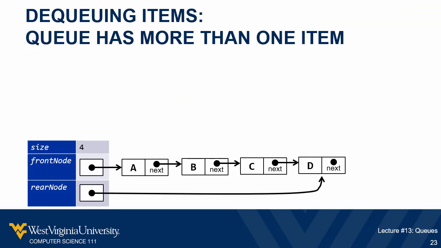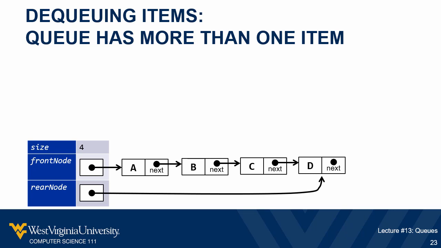Just as the process for adding things to the queue varied depending on how much was in the queue already, removing from the queue is also going to vary depending on how many items are stored. First of all, let's take a look at the case where there is more than one item in our queue. So even when we're done here, there's still going to be something in the queue. I've got four values that are enqueued right now.